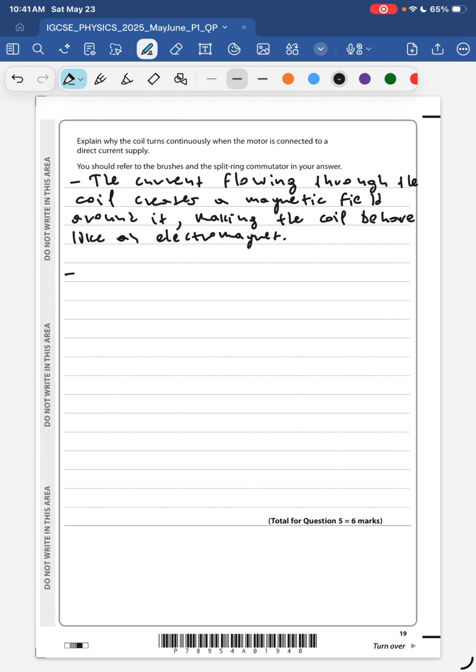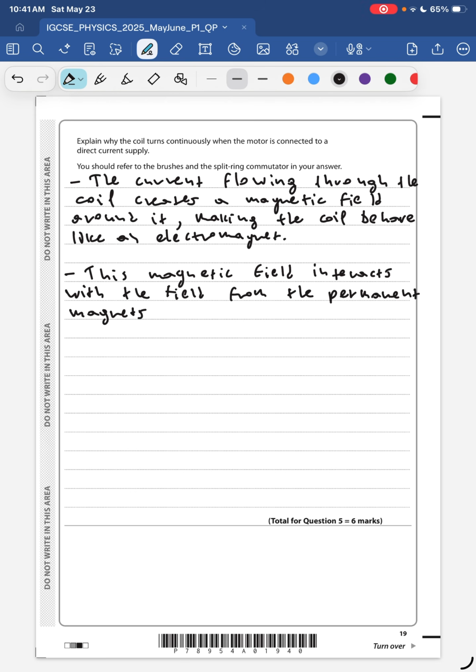So the second thing we need to write is that this induced magnetic field interacts with the field from the permanent magnets, producing a force on the coil.